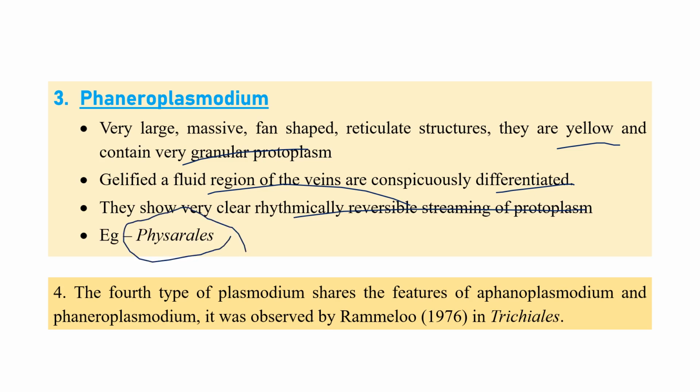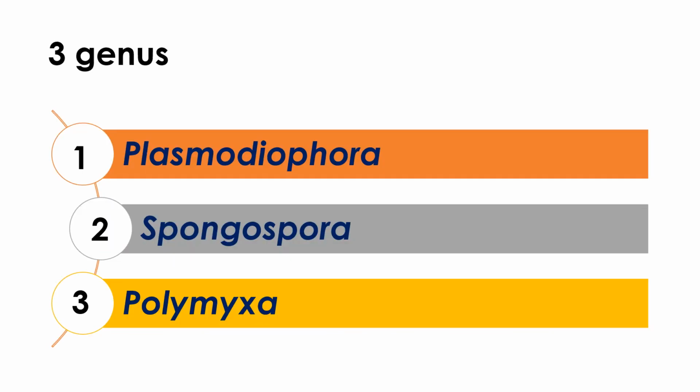The fourth type of Plasmodium shares the common features of Aphanoplasmodium as well as Phaneroplasmodium. It was first discovered by Ramello in 1976 in Trichiales. So these are the different types of Plasmodium. The phylum Plasmodiophoromycota contains three important genera. The first is Plasmodiophora, the second is Spongospora, and the third is Polymyxa. Now we will see in detail one by one.